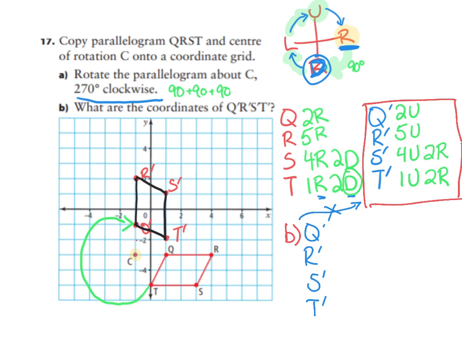So for Q, if I take a look, it's at -1, -1. R is -1, +2. S is at +1, +1. And then T is at +1, -2. Okay, hopefully that helped. Good luck with the rest of your rotations.